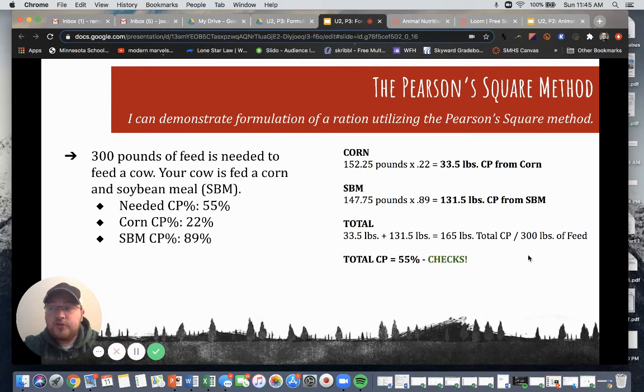And we will actually do in class some activities where you make your own trail mix, and utilize the Pearson square method to determine how much of each ingredient you'll be adding.